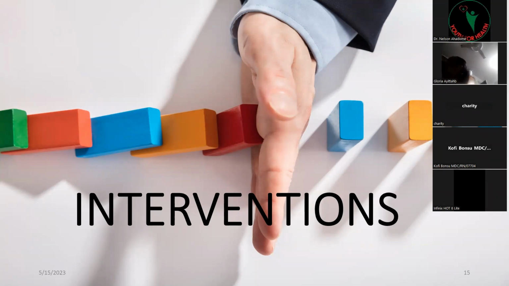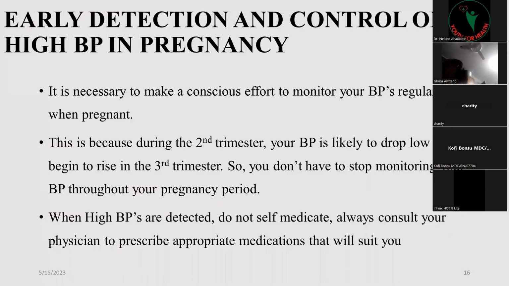So I'll be taking us through the interventions and how we can go about management of preeclampsia and pregnancy-induced hypertension. So the best way to prevent or manage high blood pressure in pregnancy is by early detection. As we said earlier, preeclampsia doesn't really come with symptoms. Also, in the second trimester of pregnancy, the pregnant woman's blood pressure normally drops low, and then it begins to rise in the third trimester.